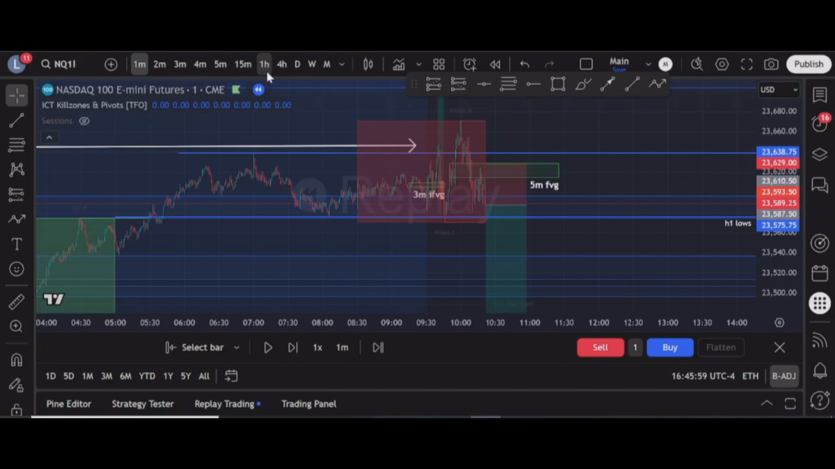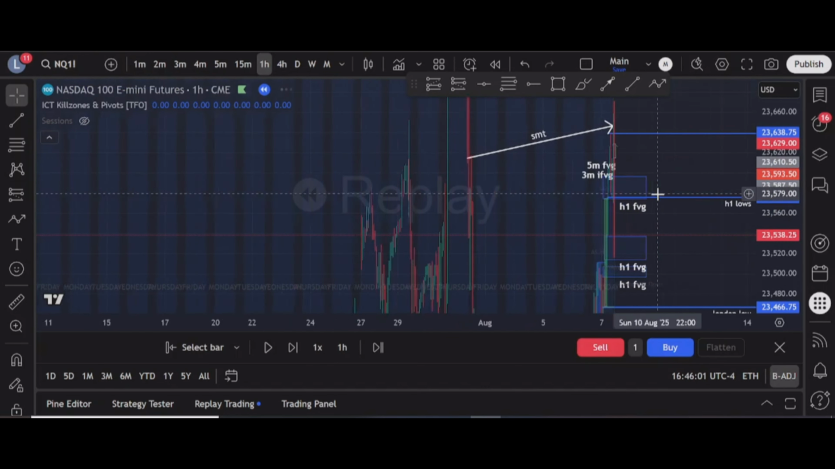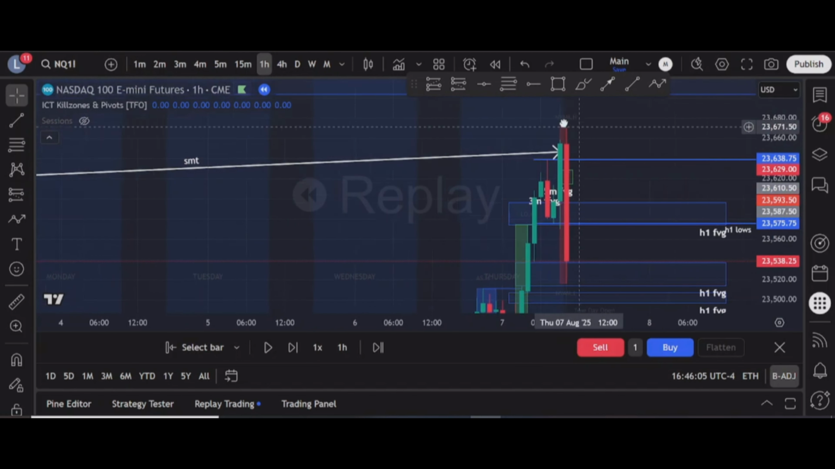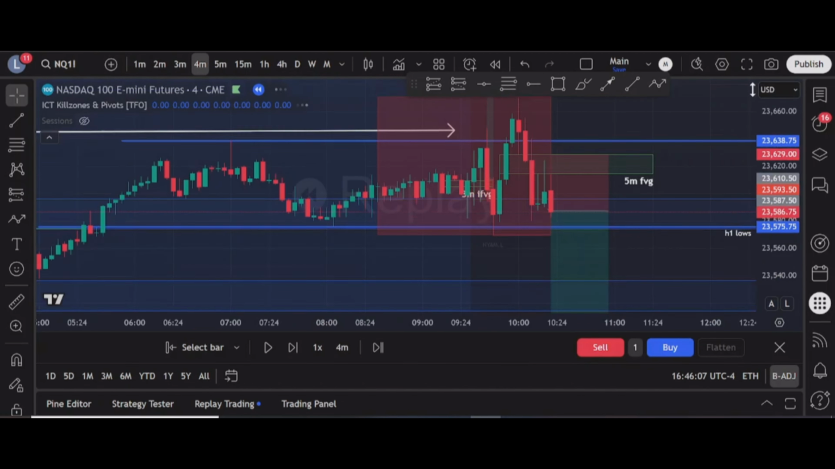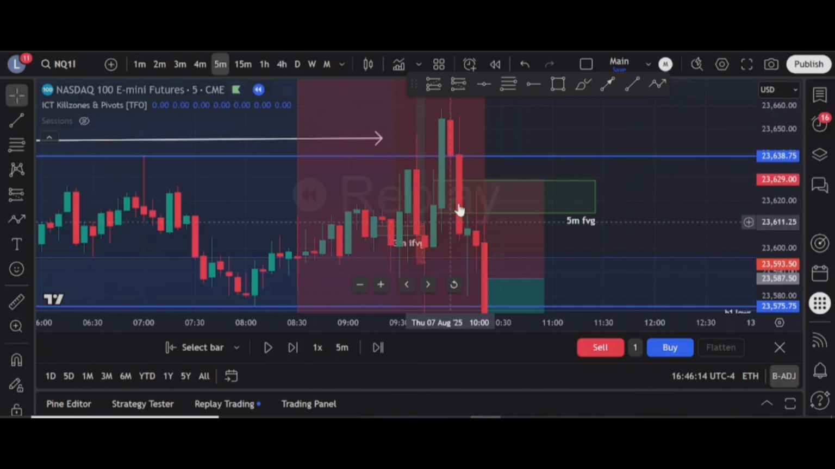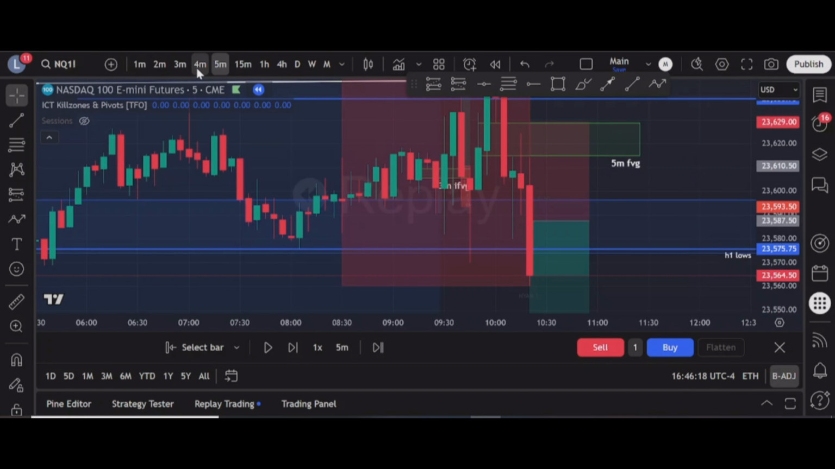So again, from the top, price manipulates above the high, sweeping out liquidity. It invalidates the bullish order flow by running through this 4-minute bullish fair value gap. It retraces into a continuation confluence, which is going to be this 5-minute bearish fair value gap. And then from there, you're just scaling down.